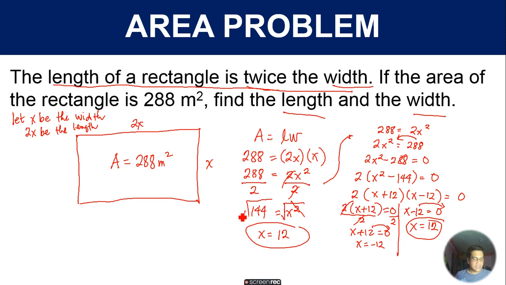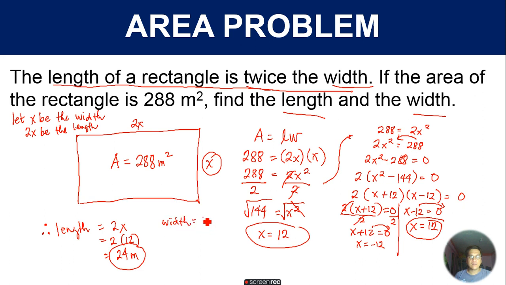Now look at this. Your length is twice, so 2x. Now get the value of x: 2 times 12. So this will be 24 meters. Our length is 24 meters. Now, our width is, of course, because the value of x is 12 and the width is x, equal to 12 meters.